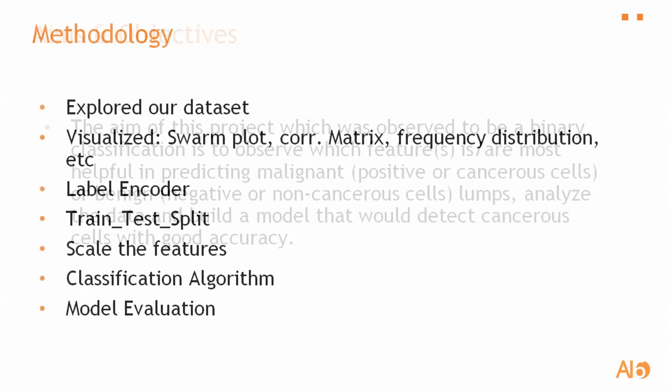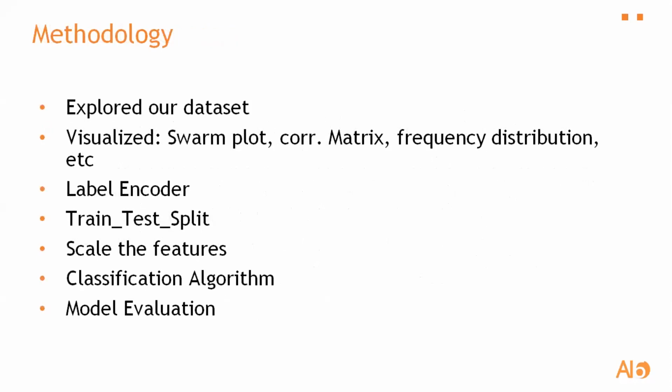So the methods we used for this project was to explore our data sets. Then we used different types of visualization, like the swarm plot. The swarm plot showed us a distribution of our target variable in each of the features. I'm sorry, I don't have an image after this. For each of the features provided, we did a swarm plot to show the distribution of the benign and the malignant cells in each of the features. Then we did the correlation matrix, frequency distribution, and order.